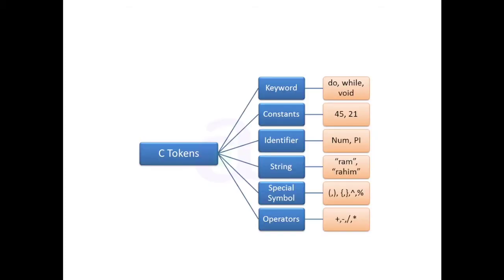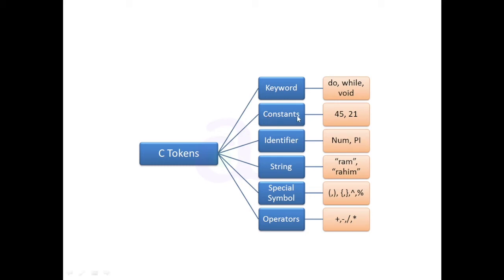There are 6 tokens in C. First one is keyword, the next is constants, third is identifier, fourth is string, fifth is special symbols, and the last is operators. Keyword means built-in keywords: do, while, for, void. These are the keywords. sqrt, square root, those are keywords too.